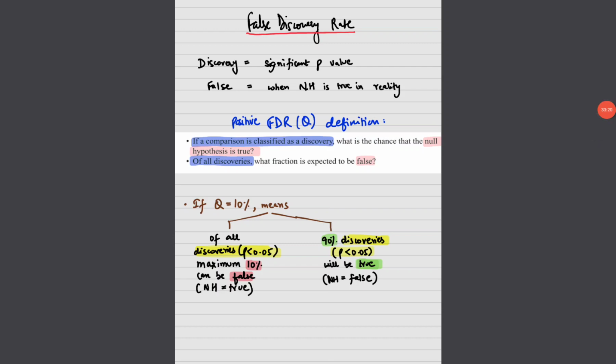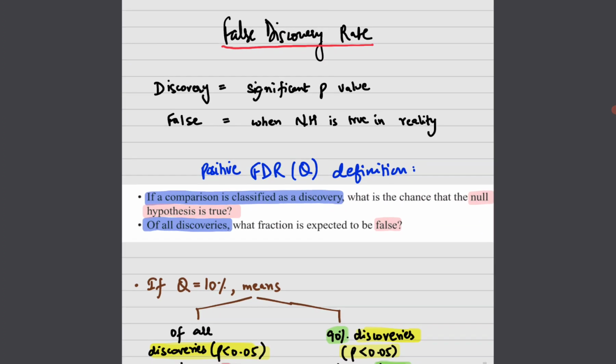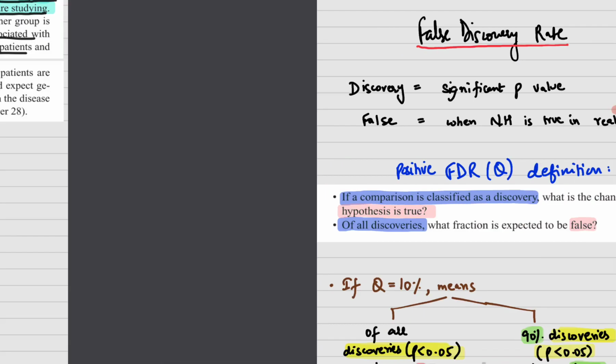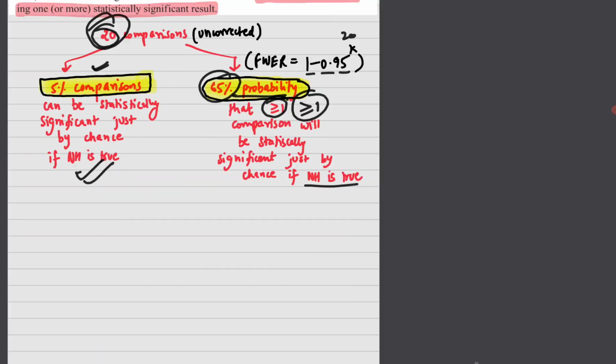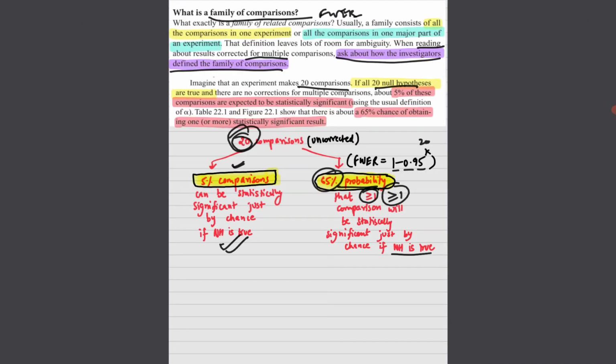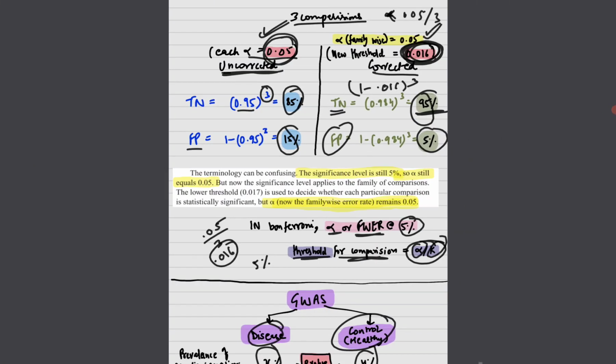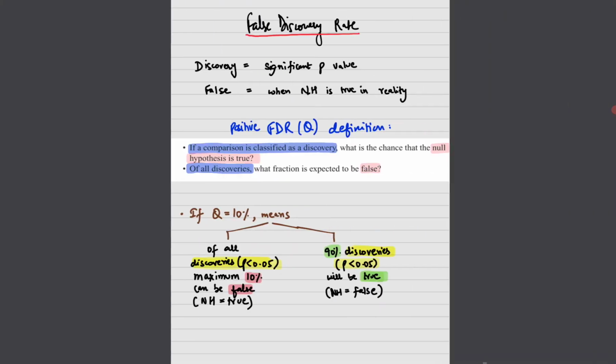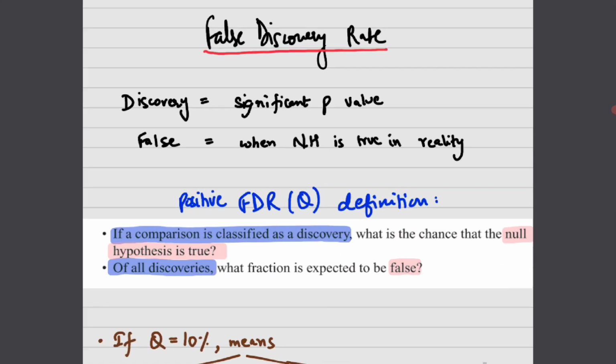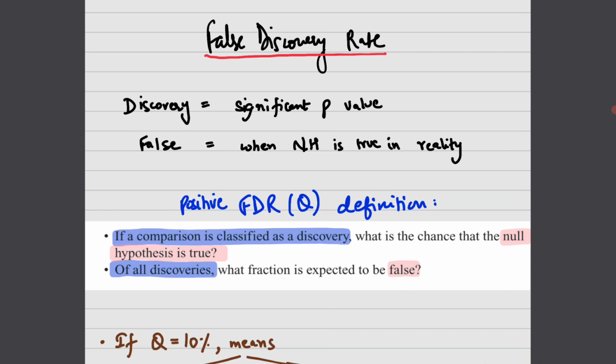Okay, so now we'll talk about one more type of correction, which is the correction with respect to false discovery rate. So remember, what we were doing in Bonferroni correction is we were controlling the FWER, and you know what FWER was. If FWER is X%, it means that there is X% probability that at least one of these comparisons will be significant just by chance if all the comparisons have their null hypothesis true in reality. So the purpose of Bonferroni correction was to control the FWER. But then there is another kind of correction, which is the correction for false discovery rate. In this case, rather than controlling the FWER, we are actually controlling the false discovery rate.